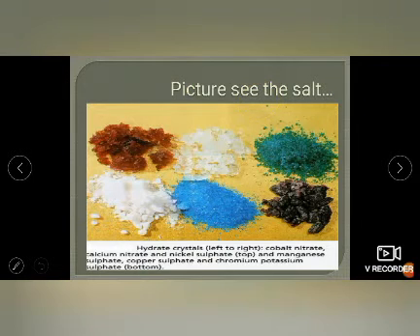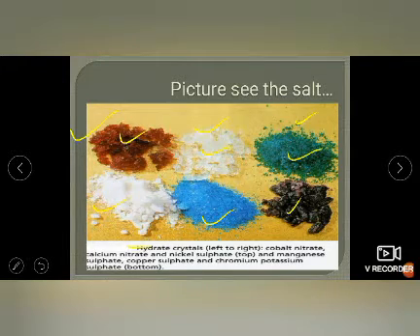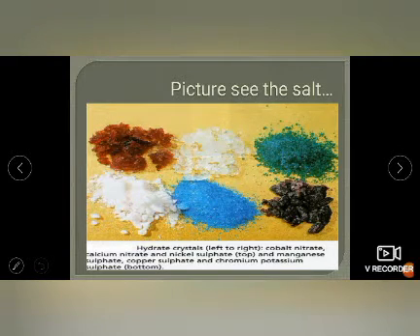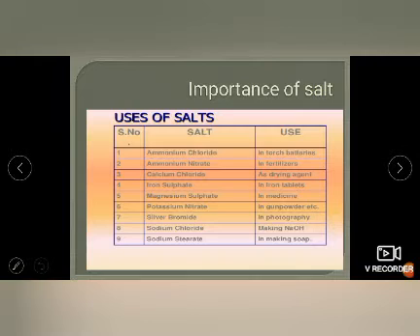Now let's understand the meaning of salt. There are some pictures you can see. These are pictures of common salts. You can see, left to right, cobalt nitrate, calcium nitrate, nickel sulfate, a little bit green in color, manganese sulfate, and copper sulfate, blue in color. This is chromium potassium. These are some types of salts that we get in our daily life.